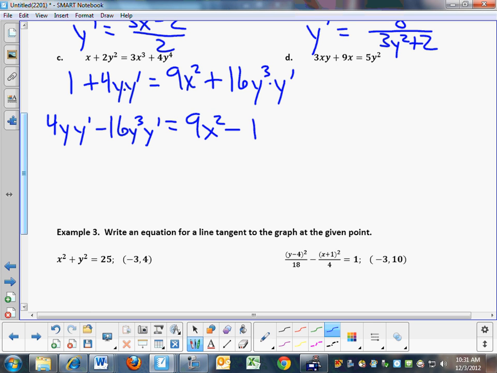Gather all my y primes over on one side. Factor out y prime times 4y minus 16y to the third equals 9x squared minus 1. Divide. Question.